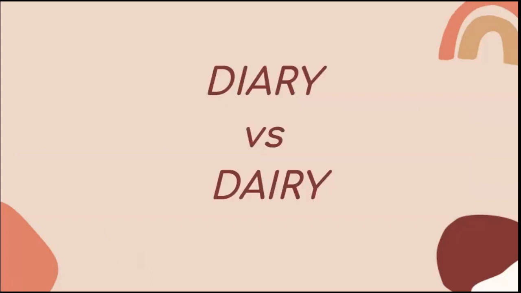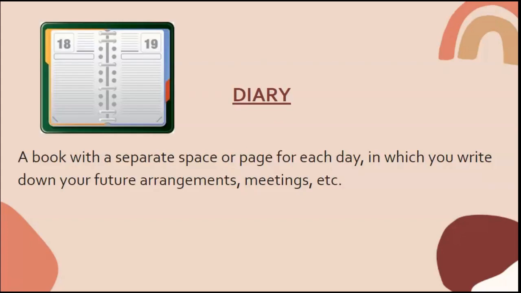Pair number 3, and look at this pair, is dairy versus diary. This is a pair that is very, very confusing because the letters are exactly the same letters, but the only thing that changes is the order of two of those letters. So let's see what's the difference here.